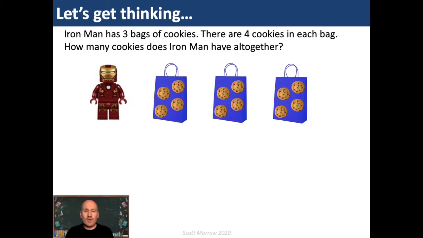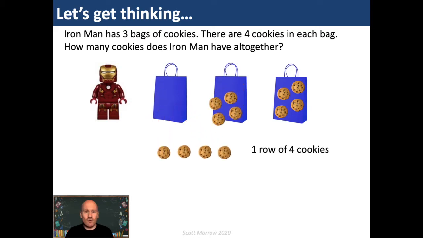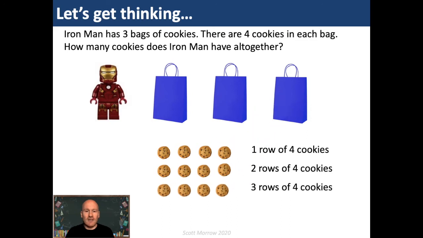Rather than keeping those cookies in the bags, it might be helpful to lay them out in rows. So you can see there we've got 1 row of 4, 2 rows of 4, and 3 rows of 4. And altogether I can add them up to get 12 cookies.